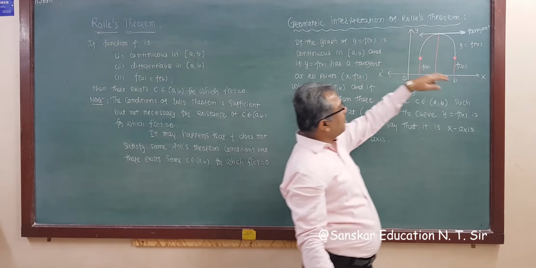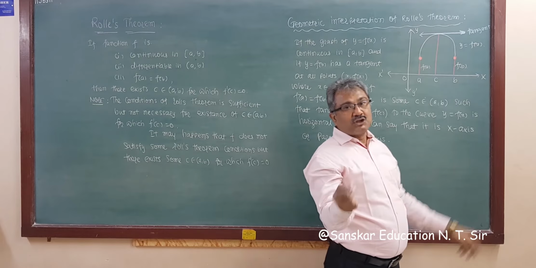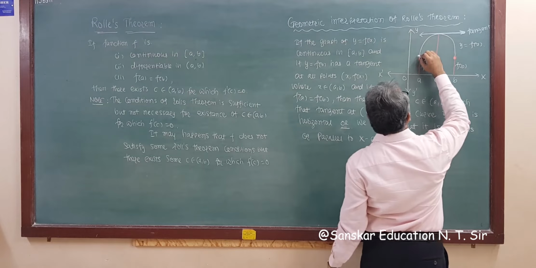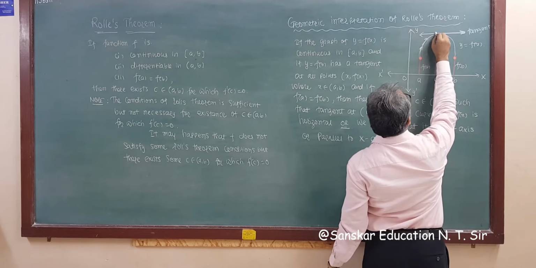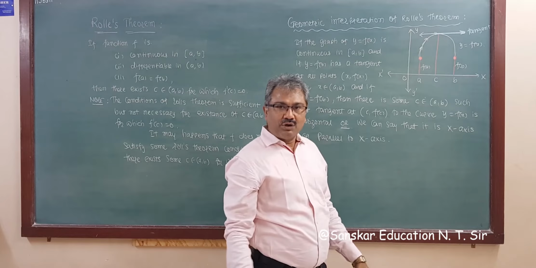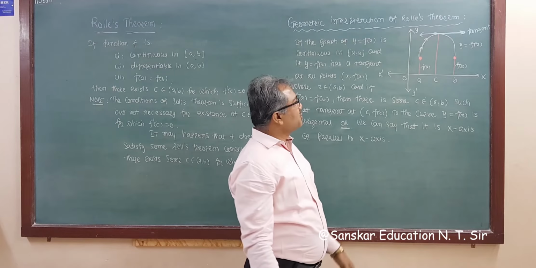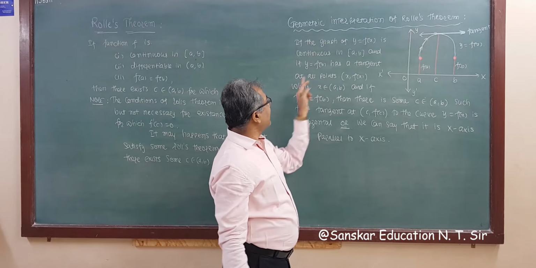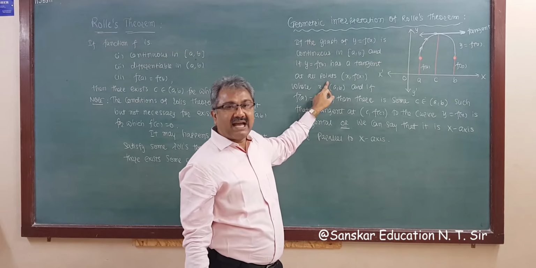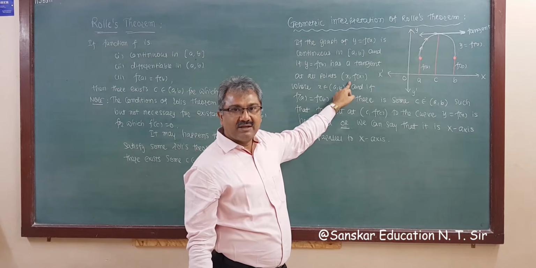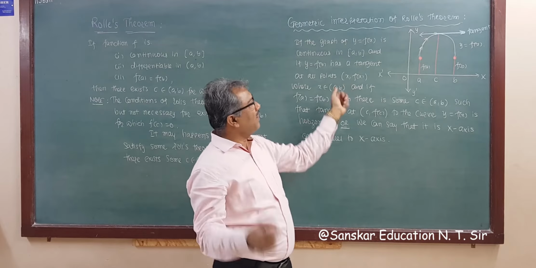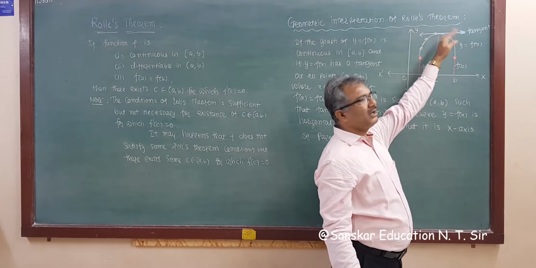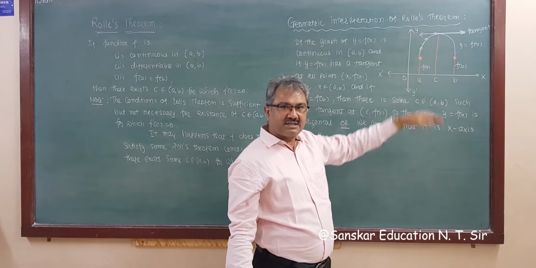So y is equal to f of x is continuous and also differentiable, because we are able to draw a tangent at each and every point, right? So it's a differentiable function. And y is equal to f of x has a tangent at all points x comma f of x. This graph has a tangent at each and every point.